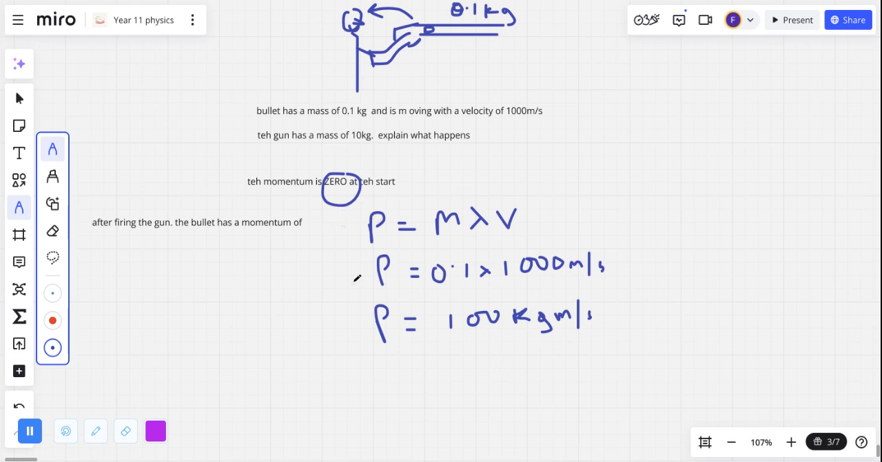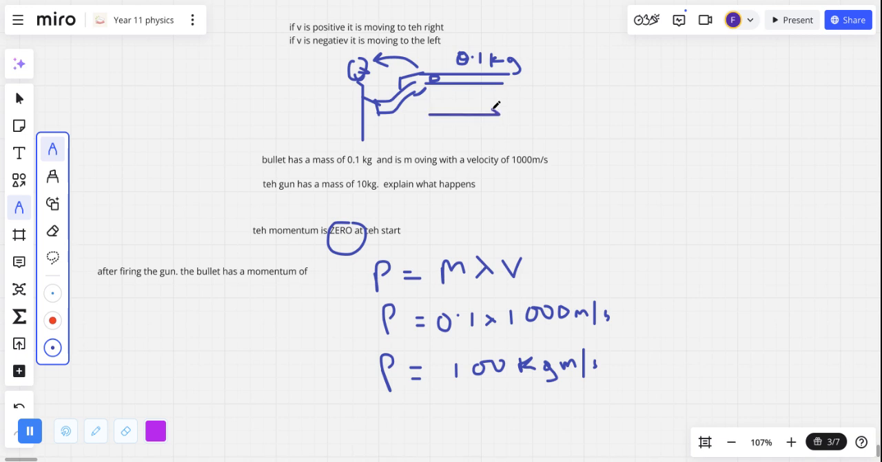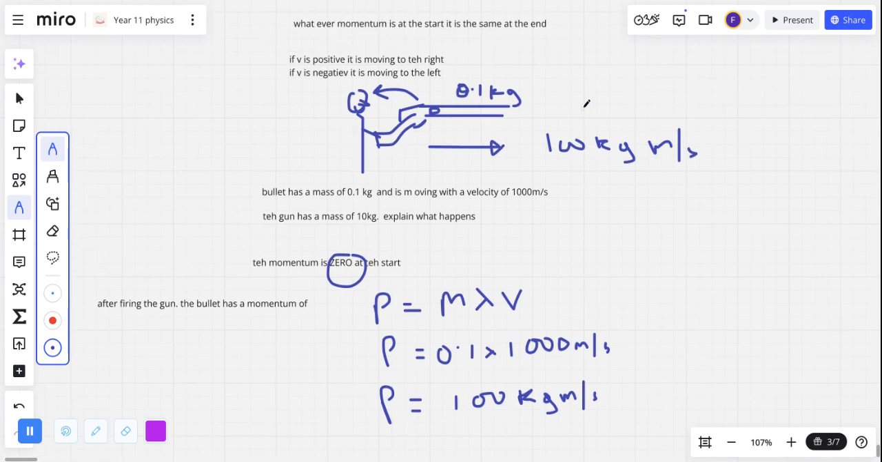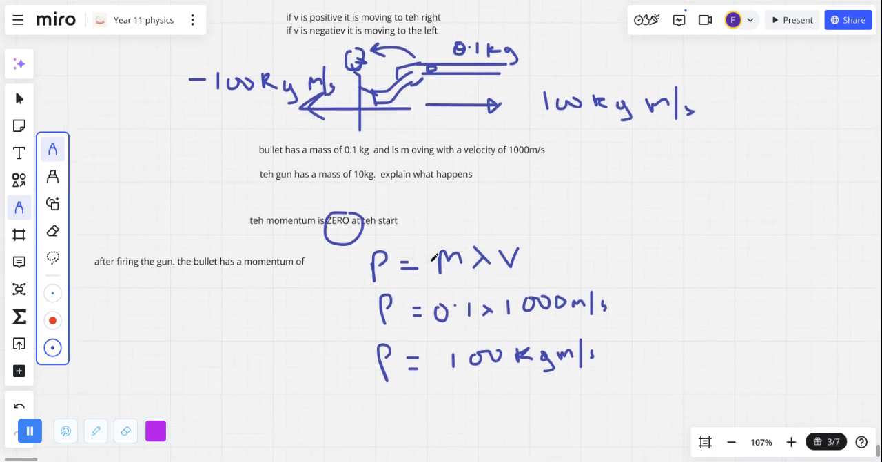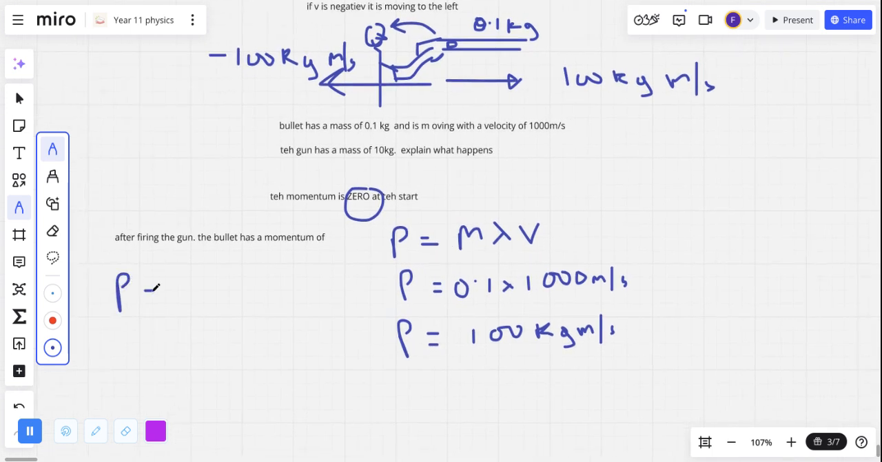It can't change. So if the bullet has a momentum in this direction of 100 kilogram meters per second, well, the gun, oopsie daisy, I put that in the wrong place. The gun has the opposite momentum of minus 100 kilogram meters per second. They've got to add up to 0. That is the law of conservation of momentum. It cannot change. If the bullet suddenly has 100 kilogram meters per second, then the rifle must have it in the opposite direction.